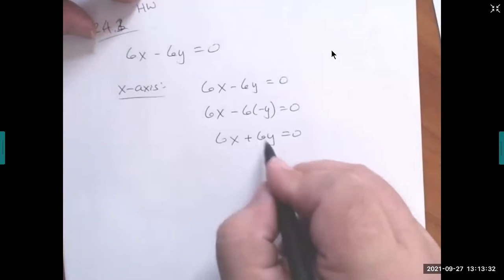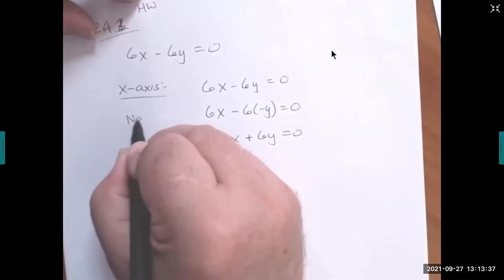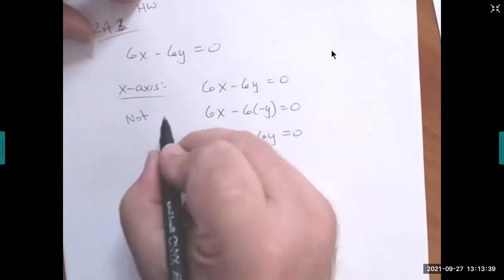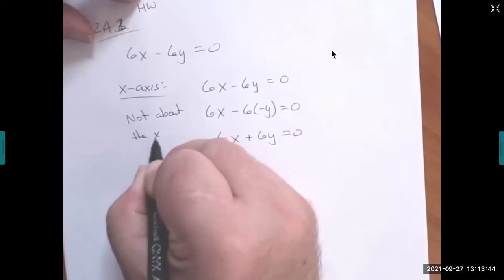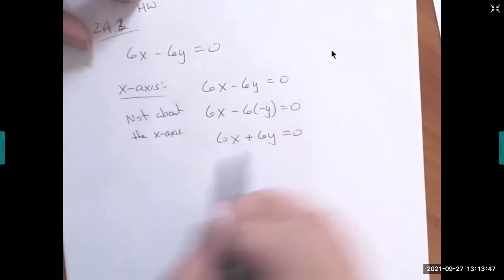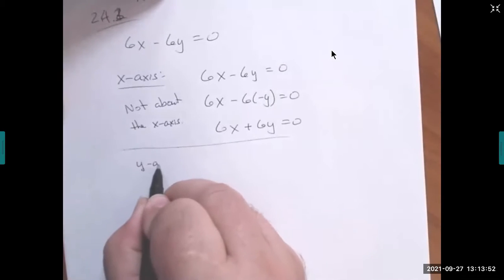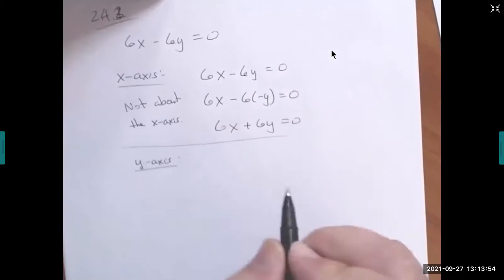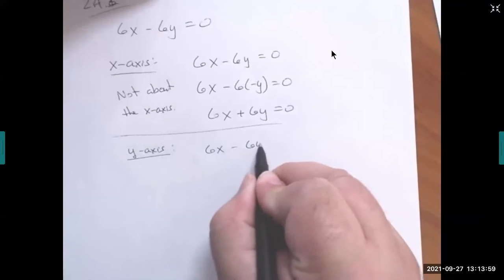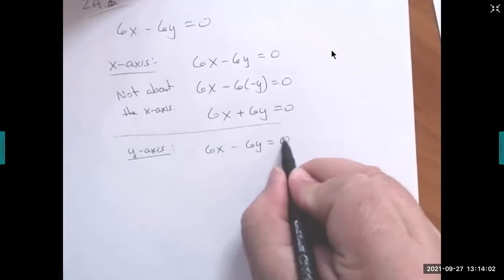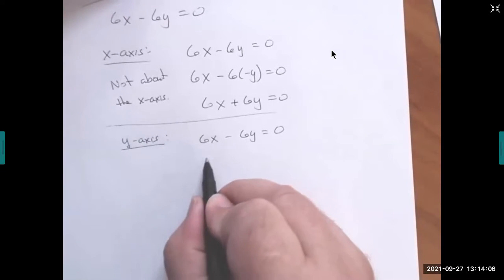So I've noticed the signs are different. Not symmetric about the x-axis. How about the y-axis? 6x minus 6y equals 0. For the y-axis, we change the x's.